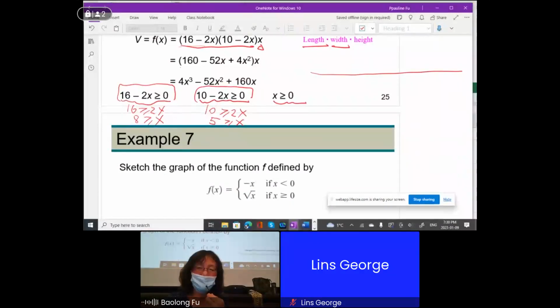Then you use the number line. If this is 0, x is smaller than or equal to 8, so if this is 8, it is here. Here, x is smaller than or equal to 5, so this is 5. And here, x is greater than or equal to 0. So x is here.